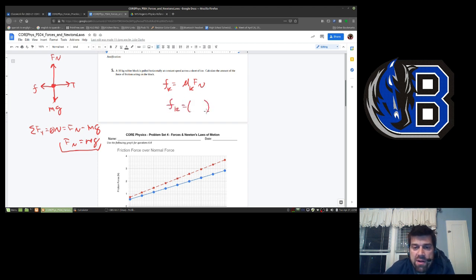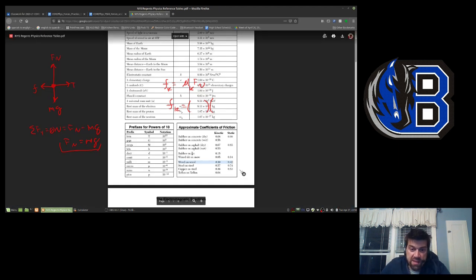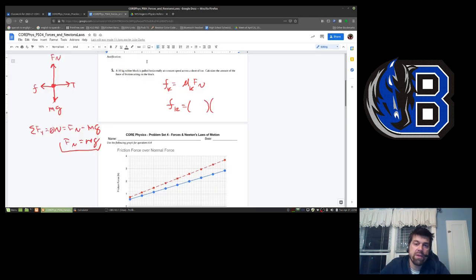Do I have a number for the coefficient of friction? Well, actually, I do. Rubber on ice. I go to my reference table there. I got rubber on ice, and it's kinetic, which is good because that's what we're looking at, 0.15. And then mg is the weight. We said the normal force was equal to mg, so I got 0.15 times my 10 kilograms times my 10 meters per second squared, on Earth anyway, 15 newtons of friction.